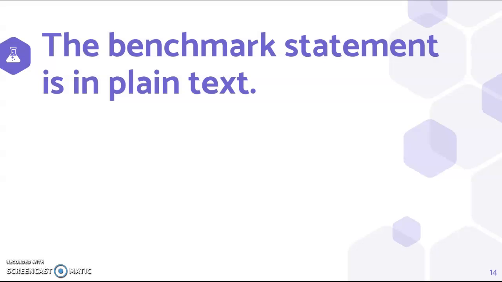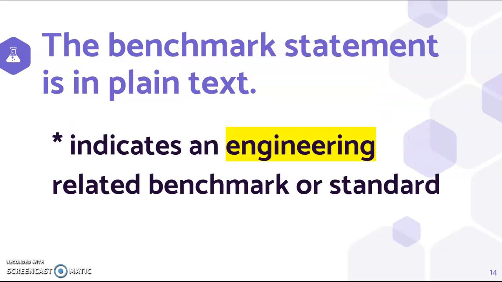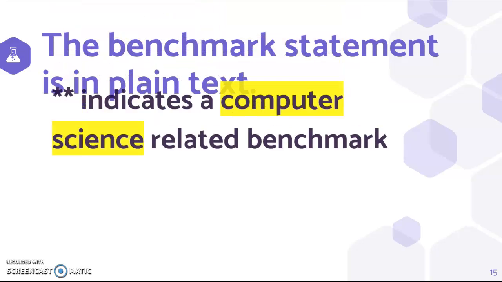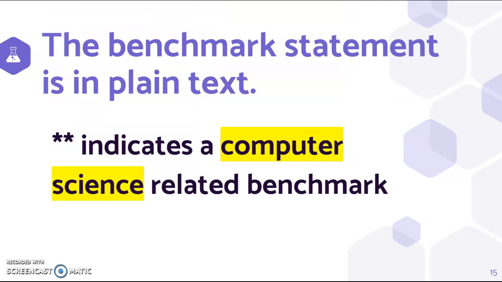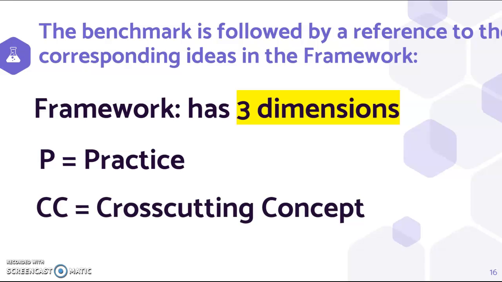The benchmark statement is in plain text. 1 asterisk indicates an engineering-related benchmark or standard. 2 asterisks indicate a computer science-related benchmark. The benchmark is followed by a reference to the corresponding ideas in the framework. The framework has 3 dimensions. P stands for practice, CC stands for cross-cutting concept, and CI stands for the core idea.